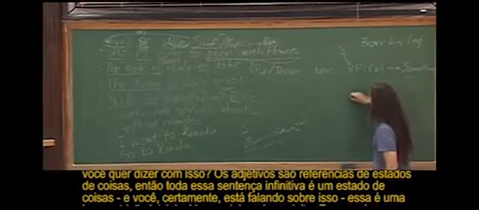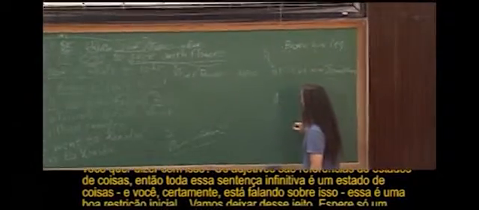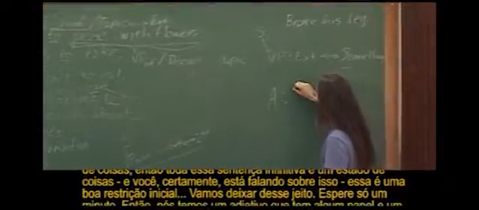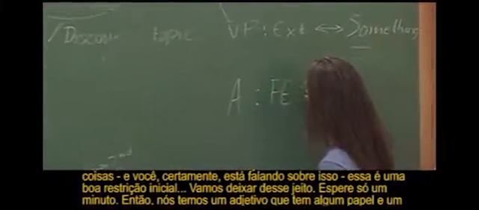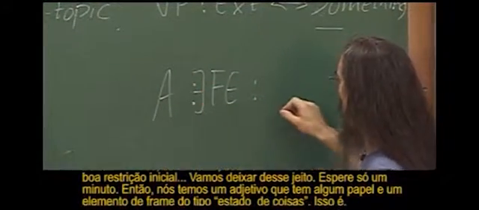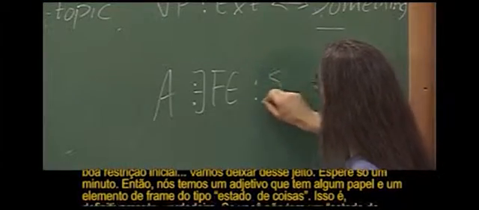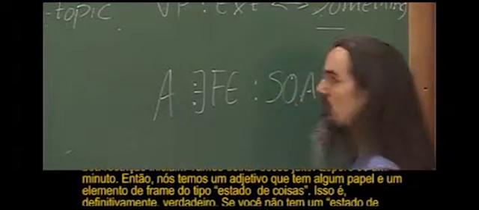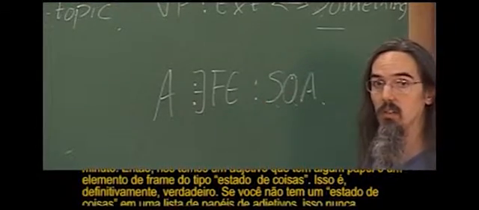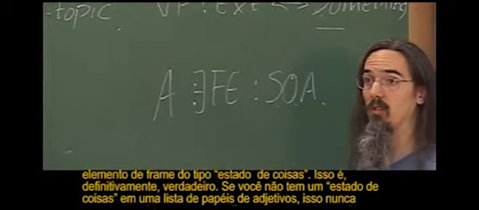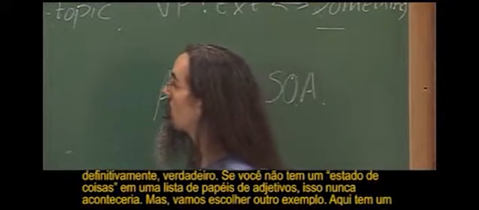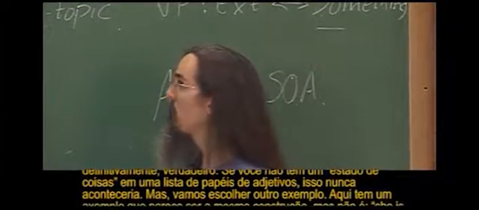Basically, I want an adjective that has some role, a frame element, which I'll put in there, an adjective that has a frame element that is of type state of affairs. Okay? That's definitely true. If we don't have a state of affairs in the list of roles of the adjective, it's never going to do this. But let's choose another example.